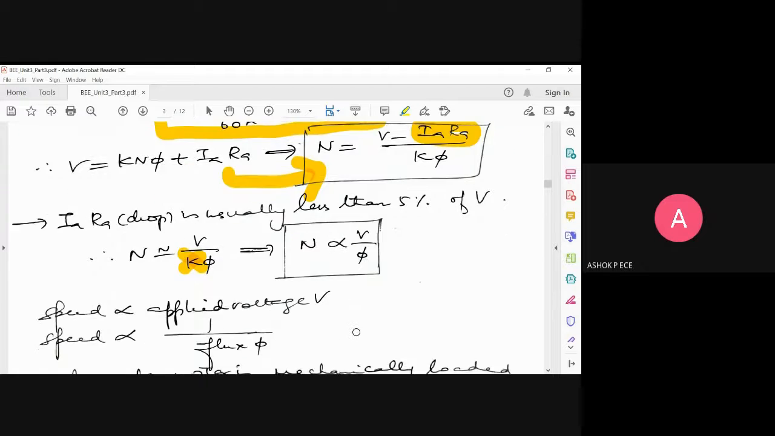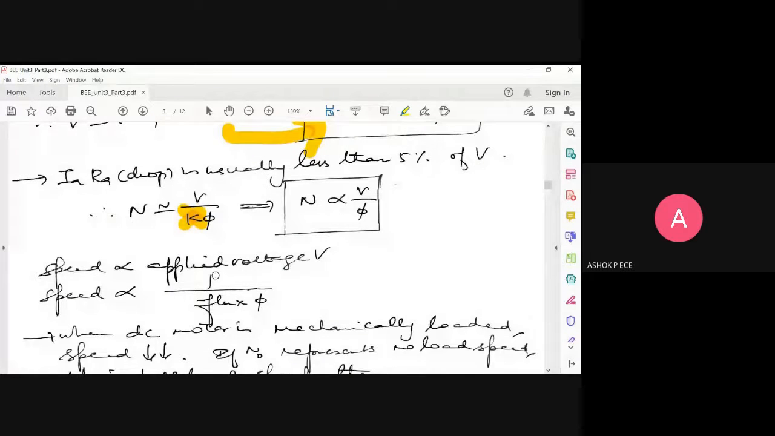So finally, I can say speed is proportional to the applied voltage and speed is proportional to 1 by flux. So speed depends on two terms. One is the applied voltage V and another one is the flux generated because of the applied voltage. For applied voltage, it is directly proportional. For the flux, it is going to be inversely proportional. Okay, so this is the relation between speed, voltage, and flux. N is proportional to V by phi. Please remember this very, very clearly.